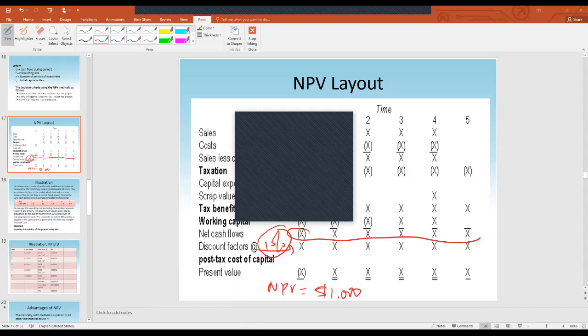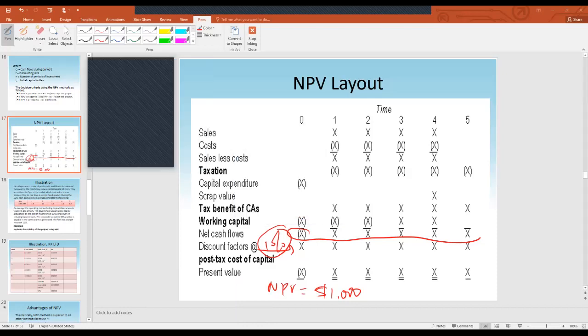The question is, at 10% we've got a positive NPV of 1,000. We want to get an NPV equal to zero. We need to decrease the NPV from 1,000 to zero. So should I increase my discount rate here or reduce it? Increase it, yes. You need to increase it.